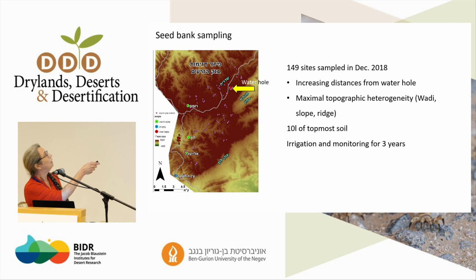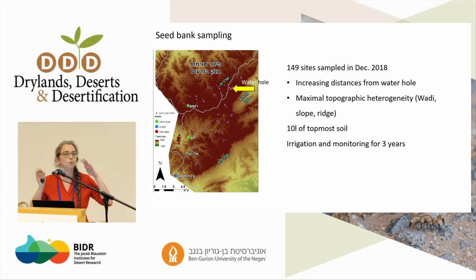The water hole is up here, and what we did was to have samples distributed spatially all over the geographical unit that represents the Negev Highlands. Here we have the Ramon crater, and here we have another geological unit. So we basically spread all our samples in the Negev Highlands. We tried to distribute the samples in a way that would cover everything: topography, different geology, and different distances from the water hole.